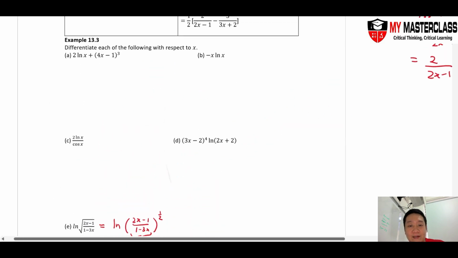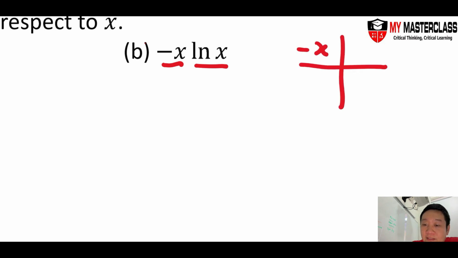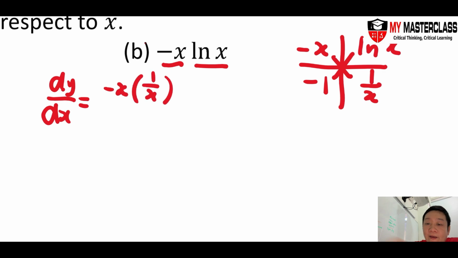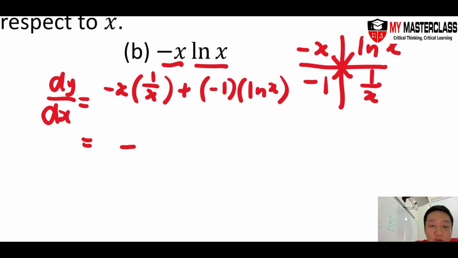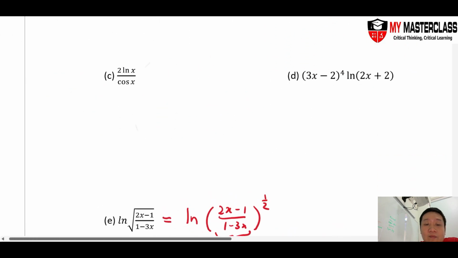But if you see a question like this, differentiate negative x ln x, this is your u, this is your v. In the product rule, again, I like to use this table. Differentiate negative x is negative 1, differentiate ln x is 1 over x. Do the cross method, your dy/dx is equal to negative x multiplied by 1 over x plus negative 1 multiplied by ln x. And this is equal to negative 1 minus ln x.